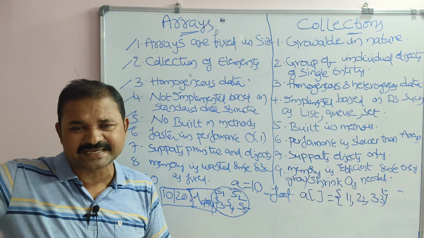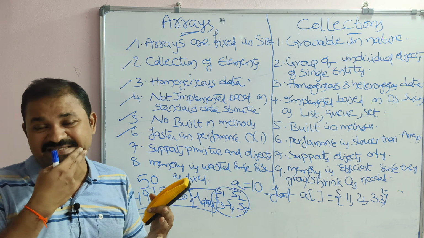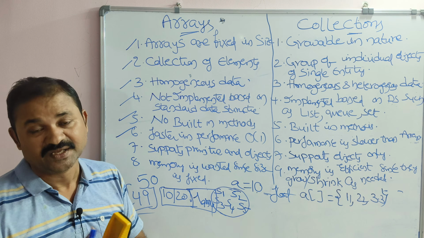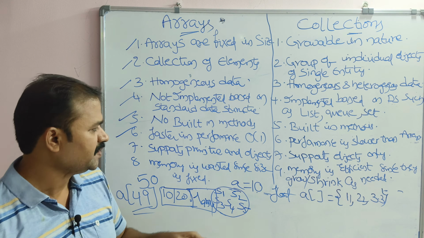So we can access any element directly, which is random access. Random access is possible in arrays. If you know the index, then we can access any element directly.